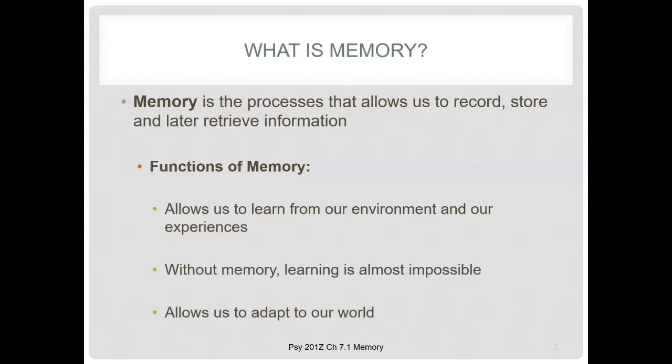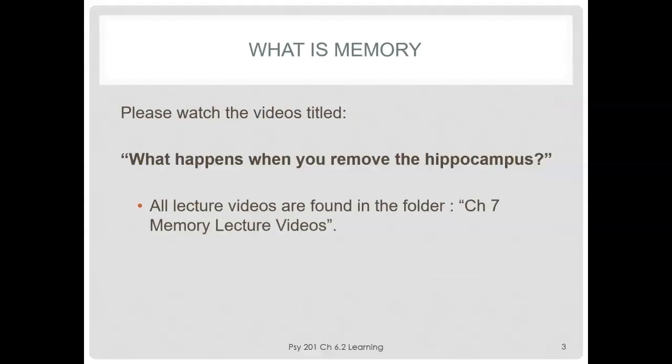Memory is the process that allows us to record, store, and later retrieve information. It allows us to learn from our environment and from our experiences. Without memory, learning is nearly impossible. We would be able to remember quite a few classically conditioned things, but beyond that, we really wouldn't be able to encode or store anything. And it allows us to adapt to our world.